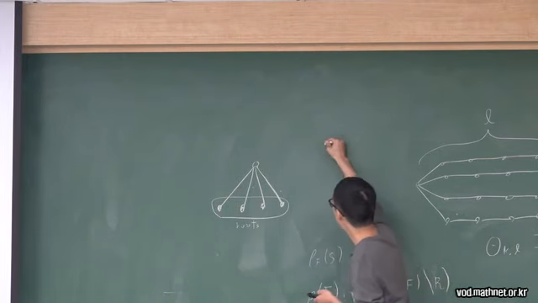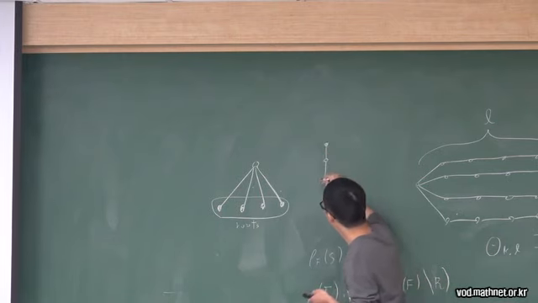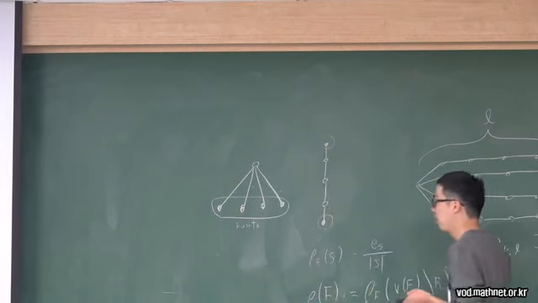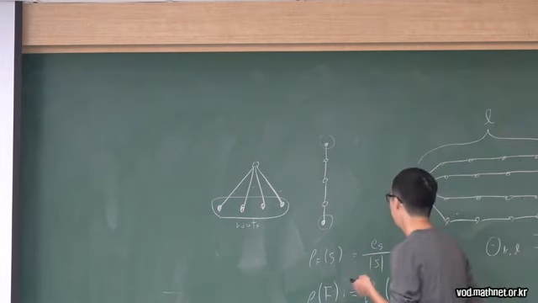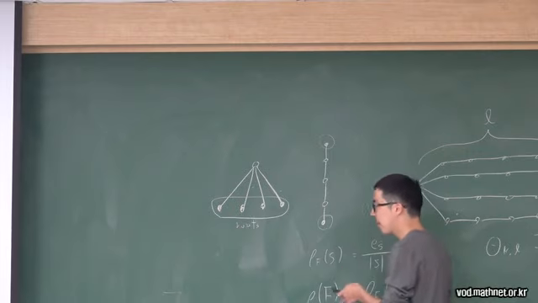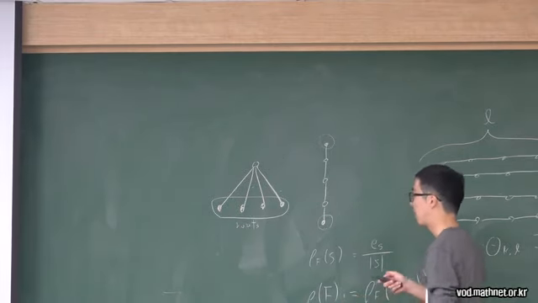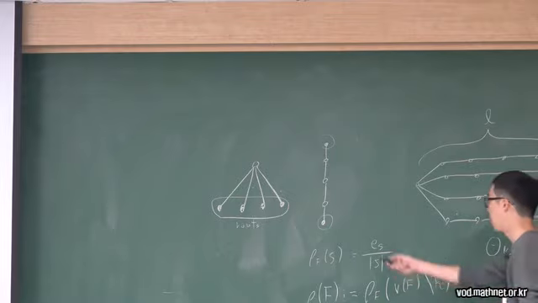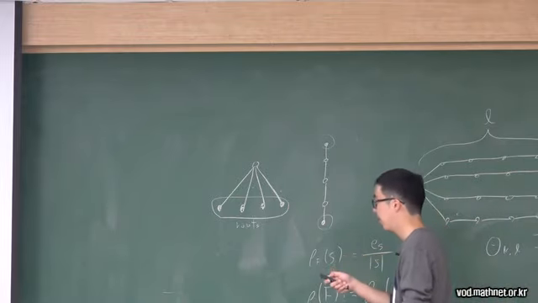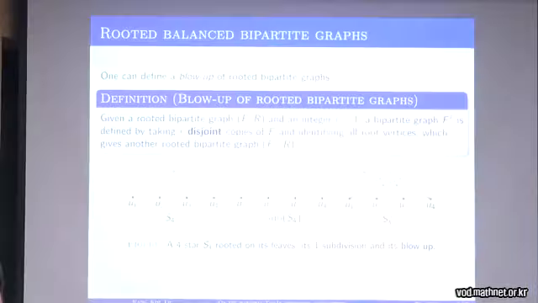And for example, paths. When these two end vertices become root vertices, one can easily check that the path is a rooted balanced bipartite graph. Both examples are often used.